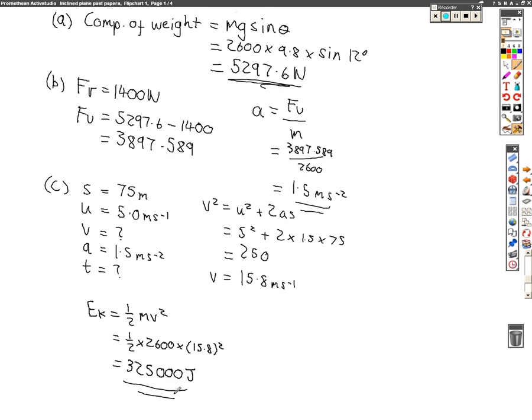So 3 marks for that last part. It's a wee bit more complicated because it involves an equation of motion and also involves an energy calculation. The previous 2 parts before that are just standard stuff for dynamics. You're looking at Newton's first and second laws and adding in a wee bit of the component of weight.